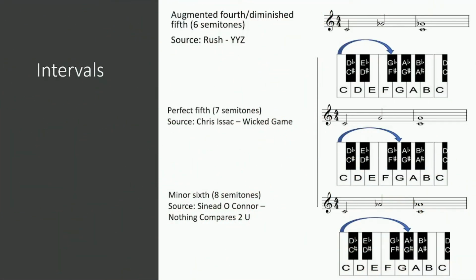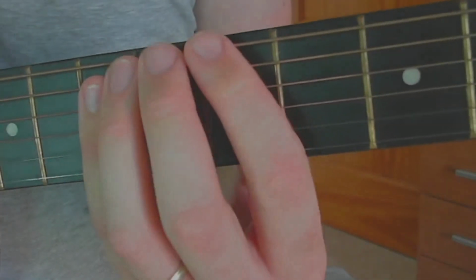Now, minor sixth, 8 semitones. Let's listen to the notation. And the musical example given is Nothing Compares to You by Sinead O'Connor. Cause that interval, minor sixth, 'cause nothing compares, but the first 2 notes, minor sixth. Cause nothing compares, nothing compares to you. Minor sixth.